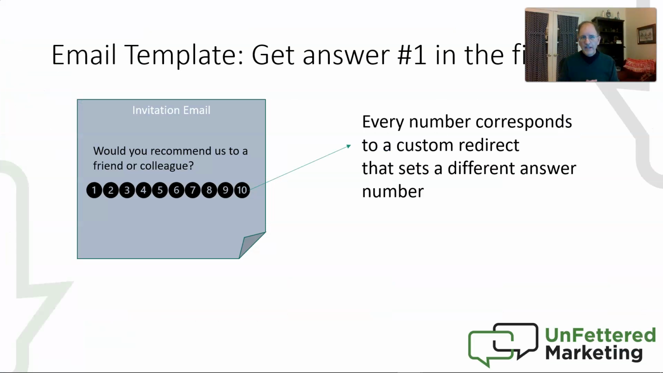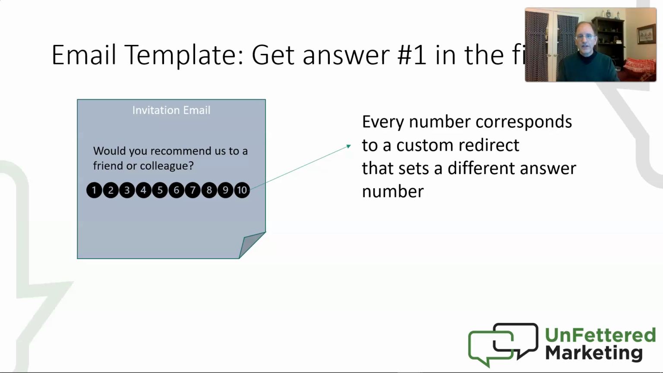So like we said, we have this email template. We need at least one. We want to get answer number 1 in the first click, and that's why we do the custom redirects. So your invitation email could be as simple as, would you recommend us with your, I just noticed in this that I didn't put in the 0, but it's 11 points. Each number corresponds to those 11 custom redirects that sets the different answer number. So the key here is each one of those individual numbers corresponds to a different custom redirect so that the click sets the first answer.